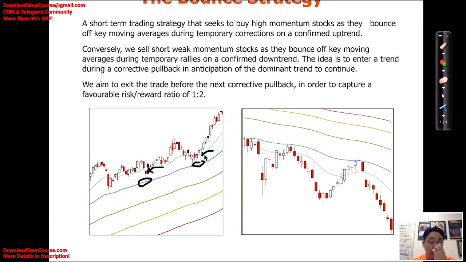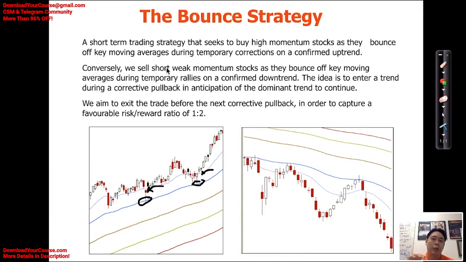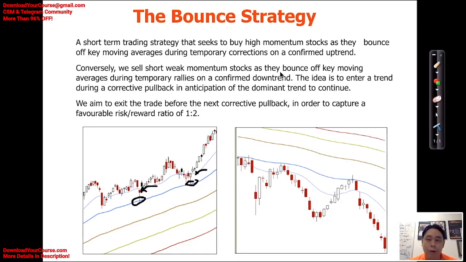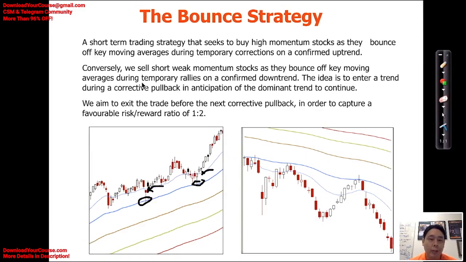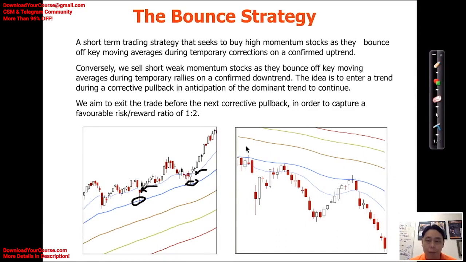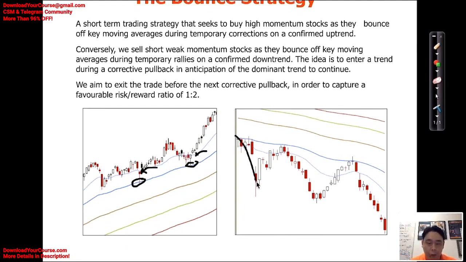Okay? Now conversely, we sell short weak momentum stocks as they bounce off key moving averages during temporary rallies on a confirmed downtrend. So on the right, you see a stock on a confirmed downtrend. So again, in a downtrend, prices don't go down in a straight line. They will go down, we call it the impulsive wave. They will rally temporarily and go down again, rally and go down again. And again, oftentimes on a clear downtrend, the price will tend to rally towards a key moving average where it finds resistance before continuing the downtrend.